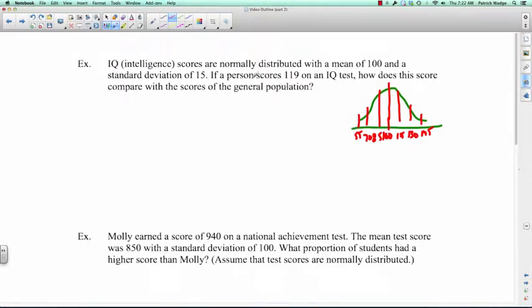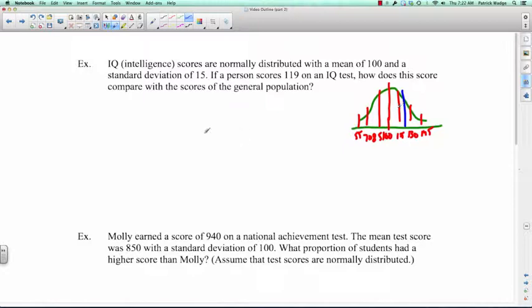And what we're wondering is, if a person scores 119, so they're right around here, how does this score compare with the scores of the general population? What we want to know is how many people, for example, have a smaller score than that. Well, this 119 didn't hit one of these perfect standard deviation spots. So we can't do this just by looking at this. We need to do something different, and there's actually two ways we can do this. One way is we can turn it into a Z-score.